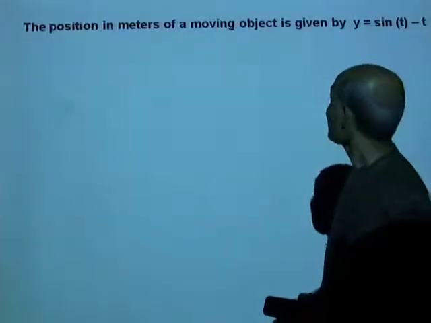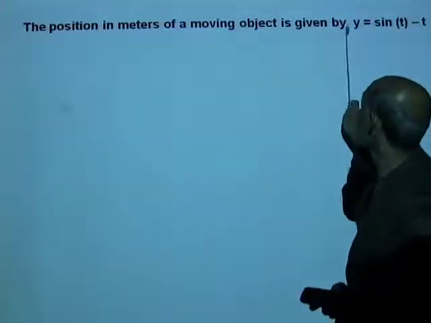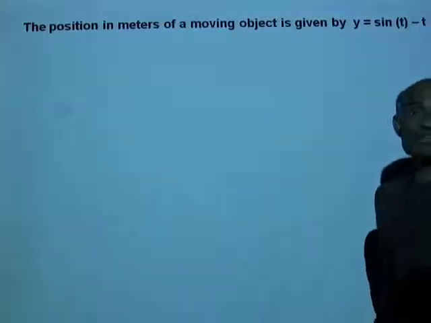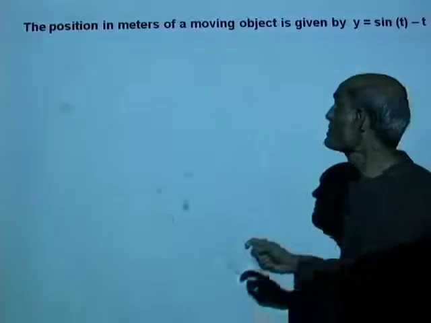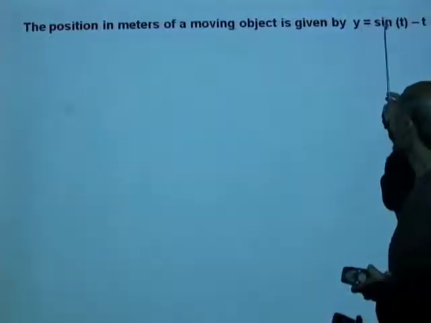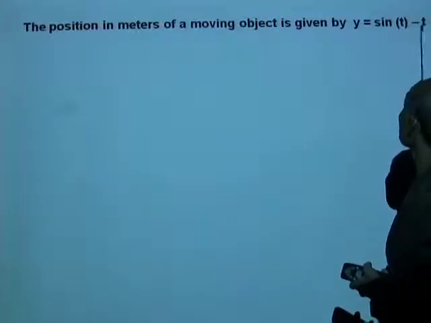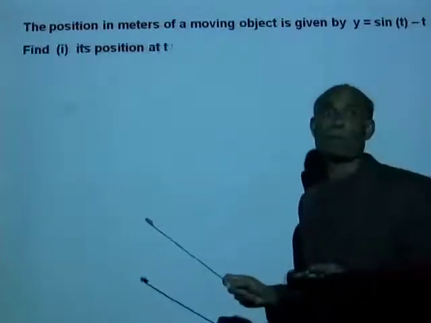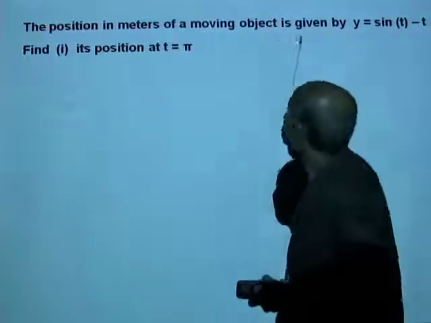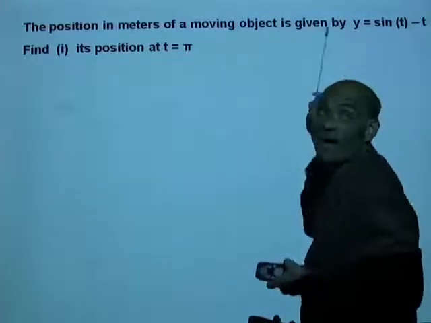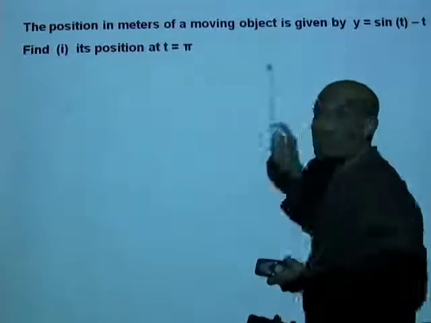Alright, another one. The position in meters of a moving object is given by, look at the position function. It's a trig function, so you need to know the derivative of a trig function: y equal to sine t minus t. Find its position at t equal to pi. What is the value of y when t equal to pi? That's the question, because y represents the position.